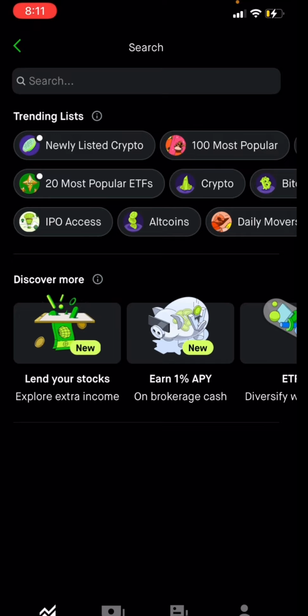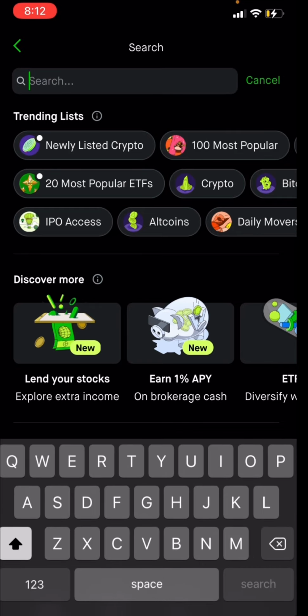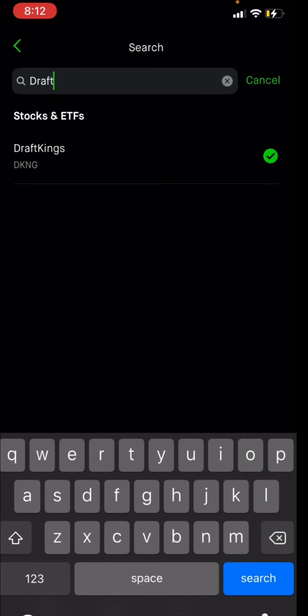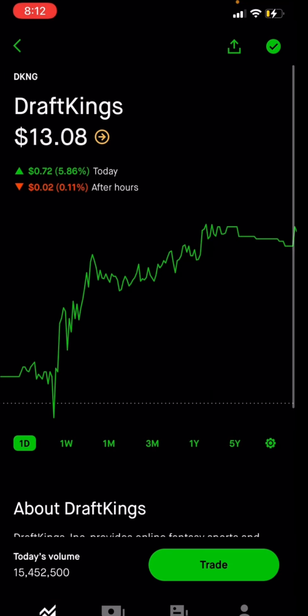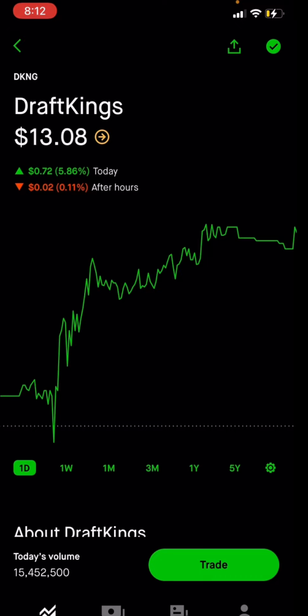So without further ado, let's get right to it. So first, I'm going to demonstrate here on the Robinhood app, right? So Robinhood is the broker for this type of account. The first thing you want to do is go to your search bar, right? Once you go to your search bar, you're going to type in the stock that you want to trade. So for example, I'm going to start off with a pretty cheap stock. So let's type in DraftKings. If you guys don't know who DraftKings are, they are a sportsbook, and it's where people place their bets when it comes to sports and different events, right?